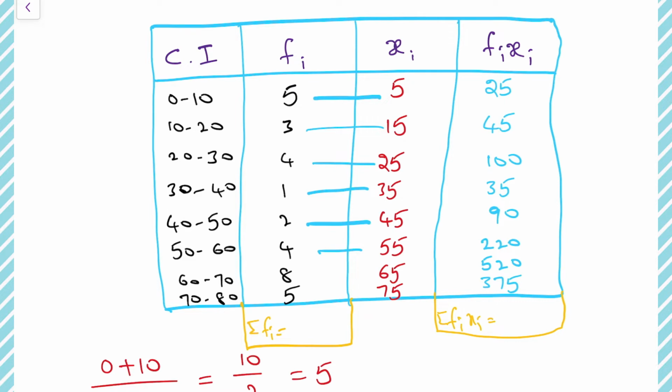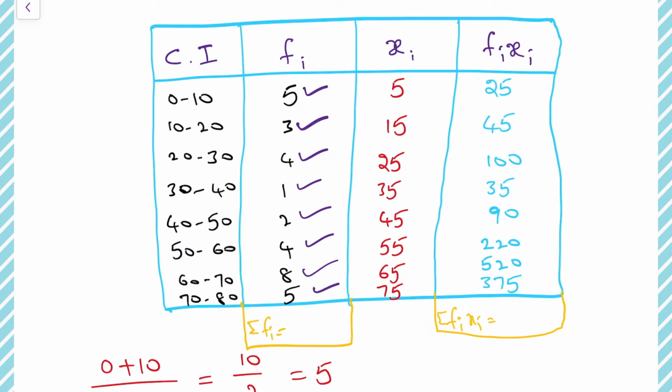So let us add the fi values first. If you do the addition, 5 plus 3 is 8, 8 plus 4 is 12, 12 plus 1 is 13, 13 plus 2 is 15, 15 plus 4 is 19, 19 plus 8 is 27, 27 plus 5 is 32. So sigma fi value is 32. Let me check again. 5 plus 3 is 8, 8 plus 4 is 12, 12 plus 1 is 13, 13 plus 2 is 15, 15 plus 4 is 19, 19 plus 8 is 27, 27 plus 5 is 32. Okay, done. So 32 is sigma fi.